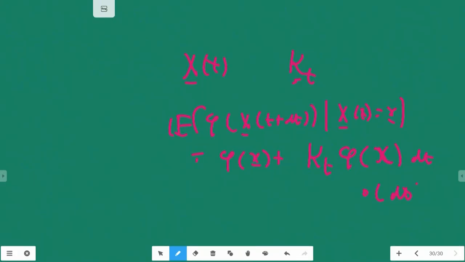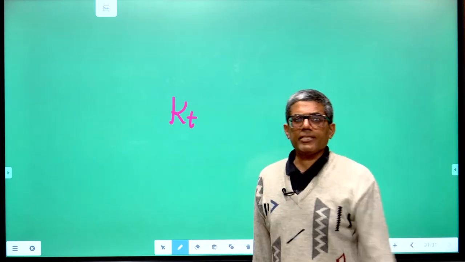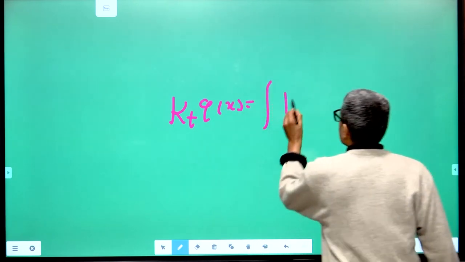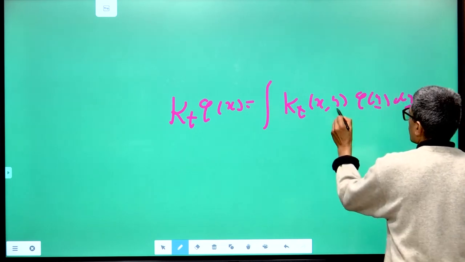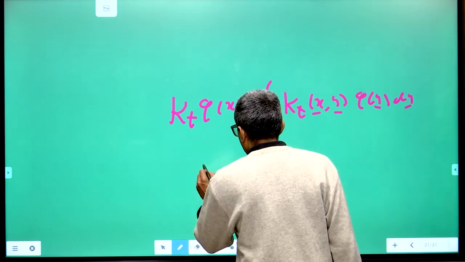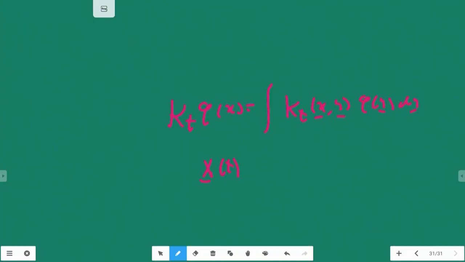And this kernel can be represented in terms of delta functions and maybe other functions also. This generator is called the infinitesimal generator of the Markov process. Its action on phi can be represented as integral K_t(x,y) phi(y) dy. For example, if your X_t is simply a vector valued Brownian motion process, say B1(t), B2(t), etc., Bd(t), then what is the generator of this process?